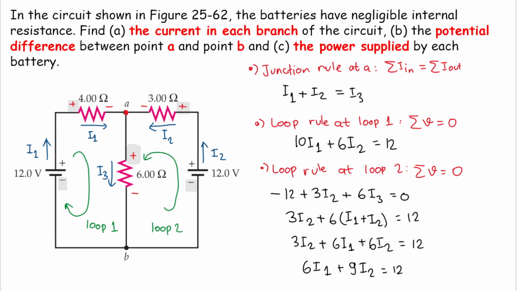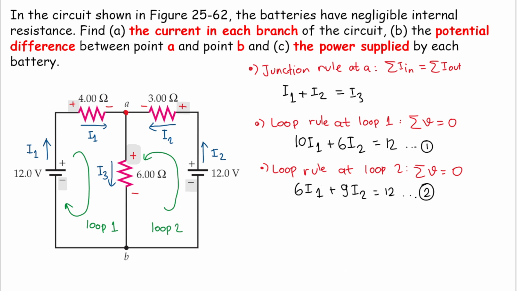Okay. Now we have two equations with two variables, right? So we'll have this one as equation 1 and this one as equation number 2. We should be able to solve them. Okay, let's solve them. Now we need to solve 1 and 2. How to solve that?